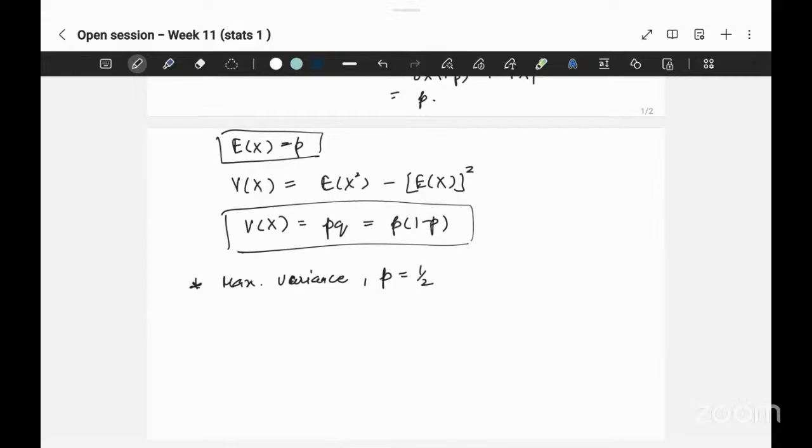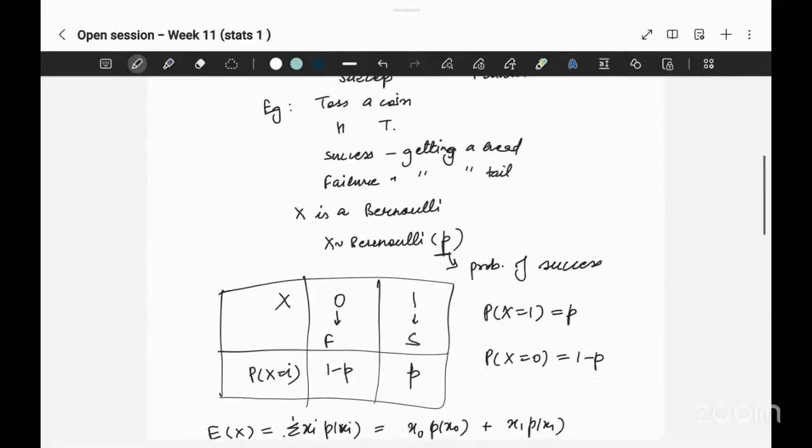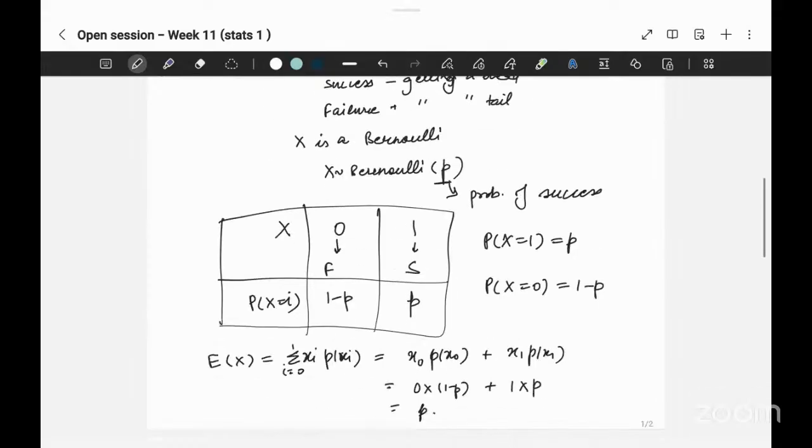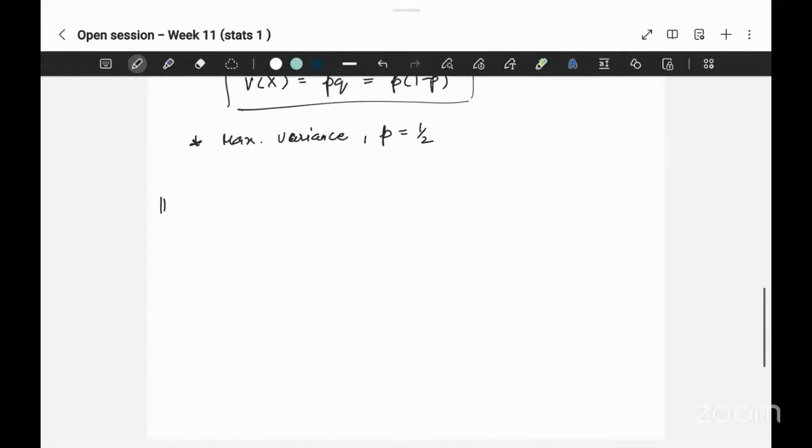Okay, so this is what my Bernoulli distribution is. A Bernoulli distribution is basically an experiment in which I have two outcomes, a success and a failure. If I have two outcomes, then only I can say it's a Bernoulli distribution. Okay. Now comes the other one, which is my binomial distribution.